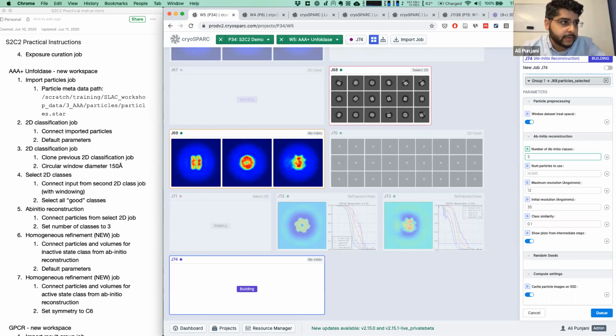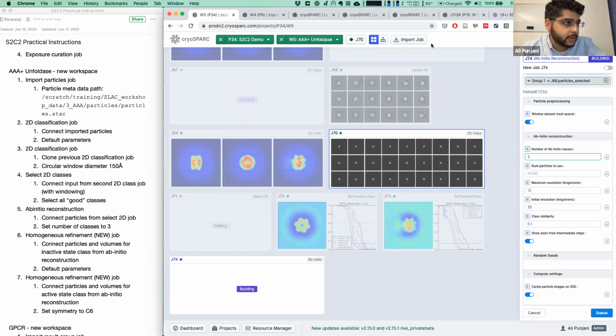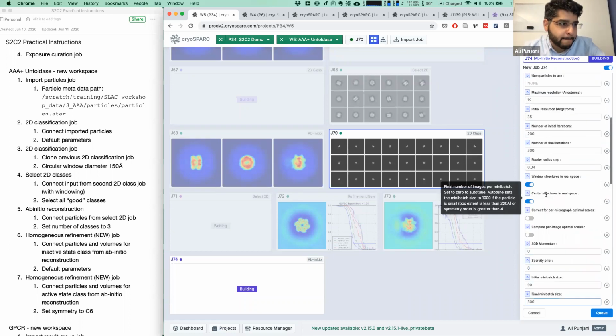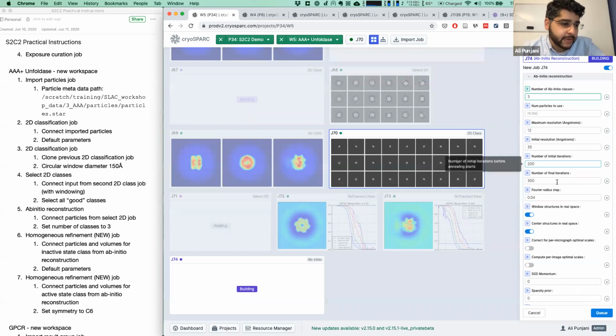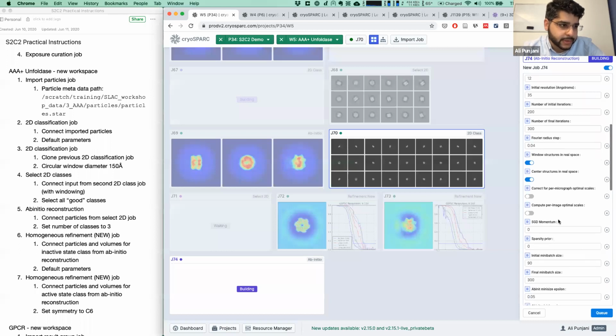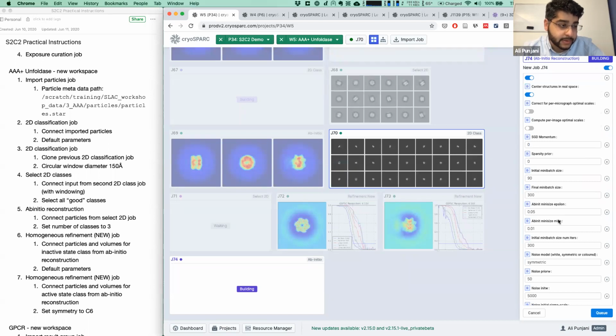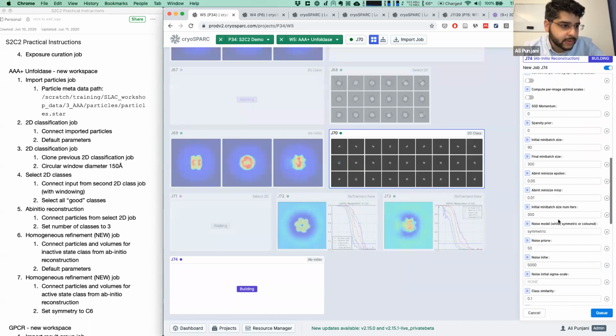Coming back to other advanced parameters in ab-initio reconstruction, there are a lot of parameters here that are advanced, and most of them I wouldn't recommend playing with. I mean, you can try just for exploration's sake, but it's hard to provide an intuitive explanation that actually captures something that's worth knowing.